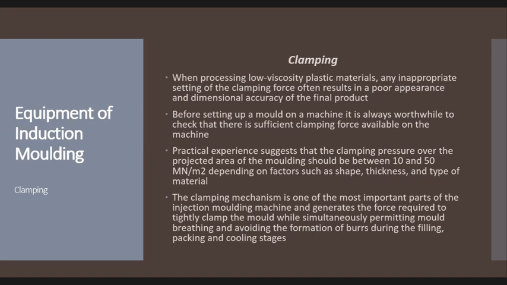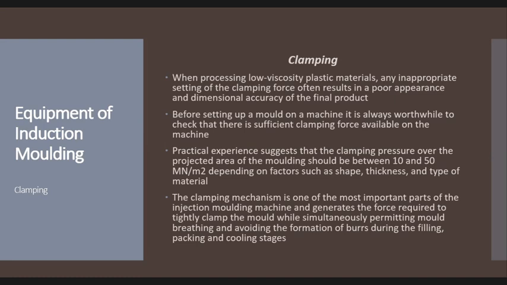During the processing of low viscosity plastic materials, the plastic material might have good fluidity, but inappropriate setting of clamping force often results in poor appearance and dimensional inaccuracy in the final product. So operators usually take the upper limit of the clamping force as default in setting up the machine in an attempt to improve the quality of the molded parts. But there is a problem with this approach. This will shorten the machine and mold life, increase the energy consumption, and result in poor venting. So it is worthwhile to check that there is sufficient clamping force available on the machine.